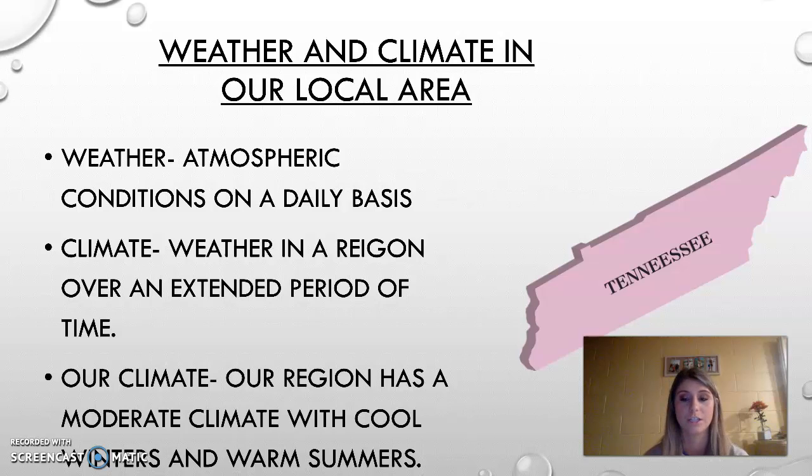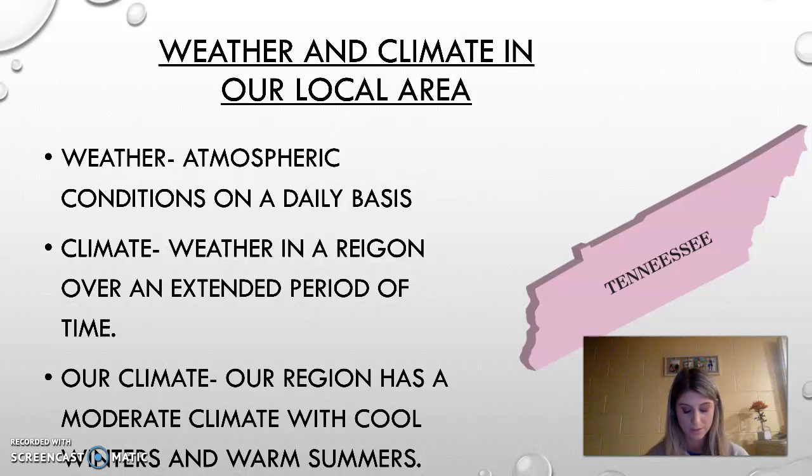And our region is East Tennessee. Our climate is called moderate because we have cool winters and warm summers. We don't have drastically cold winters, like huge amounts of rain or snowstorms. We get some snow, but it's pretty moderate. And we have warm summers. It's not drastically hot, but we still have some hot, warm summers. So our region has a moderate climate.